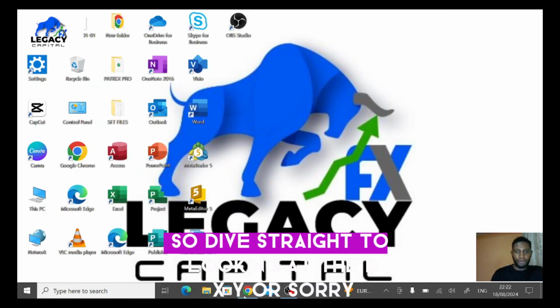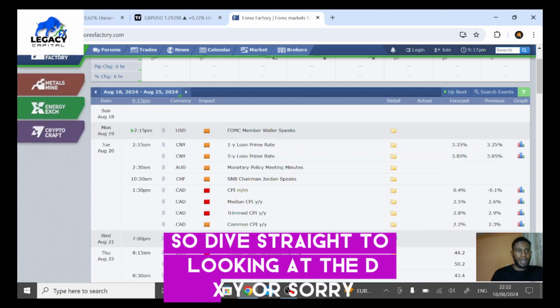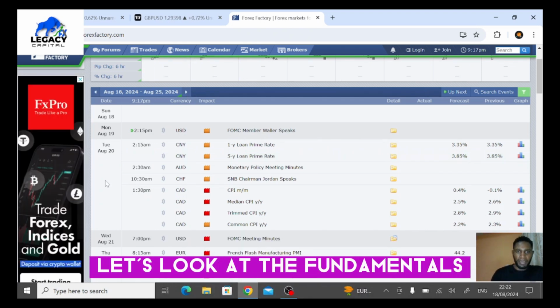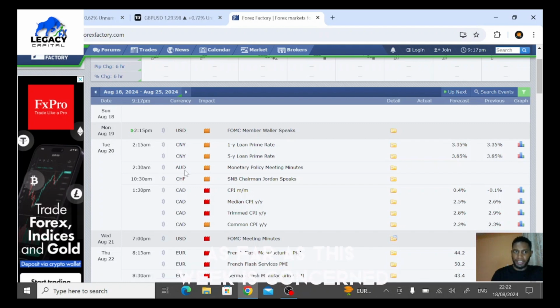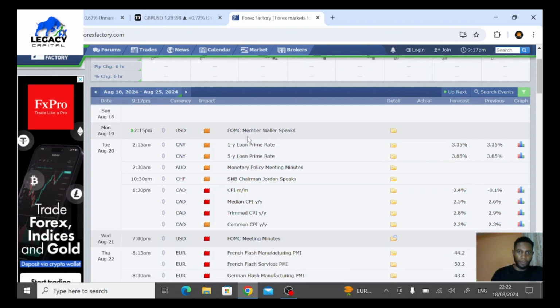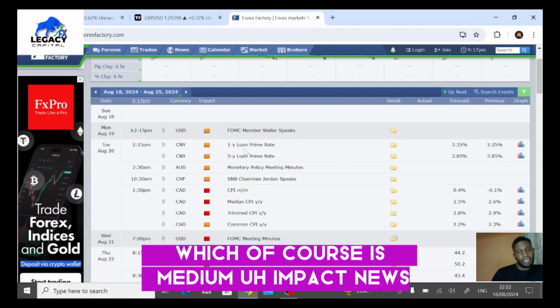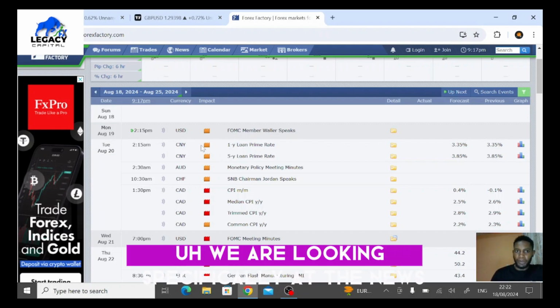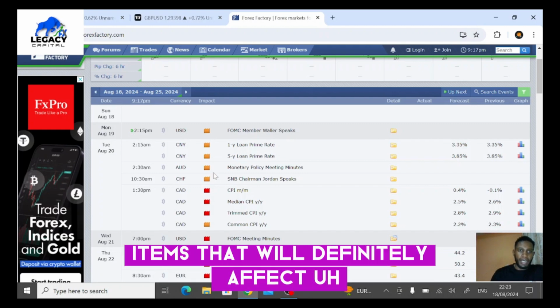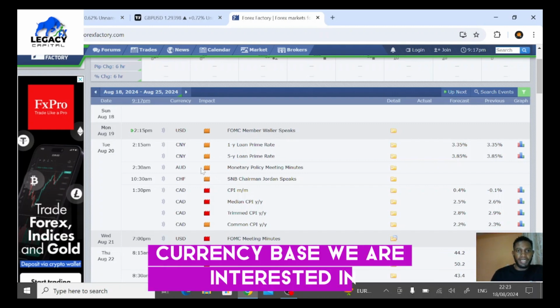So we'll dive straight to looking at DXY. First, sorry, let's look at the key fundamentals we should be looking at as far as this week is concerned. Tomorrow, Monday, from 12:15, an FOMC member will be speaking, which of course is medium impact news. We are looking specifically at the news items that will definitely affect the currency pairs we are interested in.